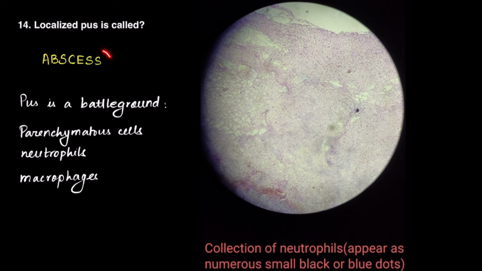Localized pus is called an abscess. As you know, pus is a battleground where you can find parenchymatous cells, neutrophils, and macrophages all together floating on an exudate, where cells might be dead, dying, or still alive. If you look at a microscopy of an abscess, you are going to find lots of blue dots, and these blue dots are nothing but the nuclei of neutrophils. So you are going to find lots and lots of neutrophils.